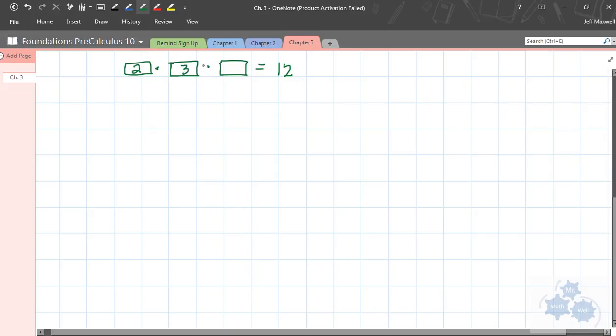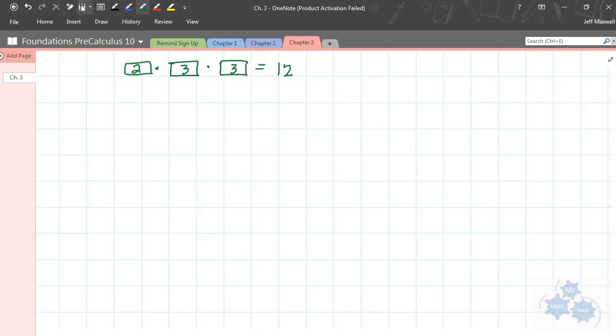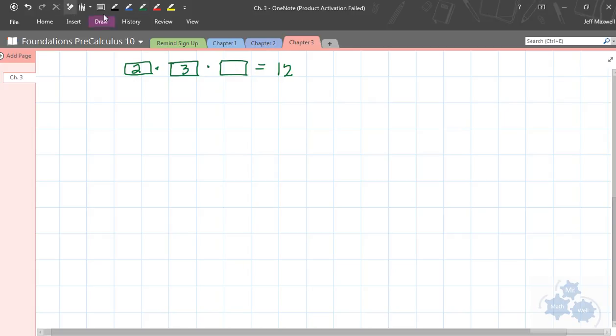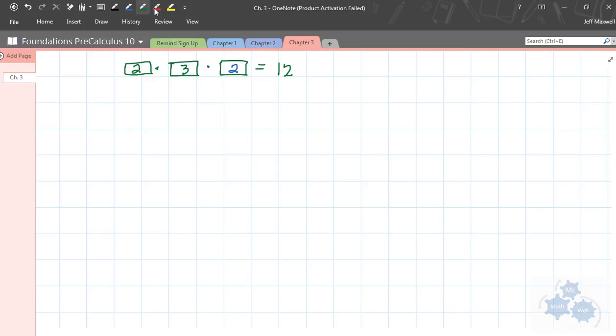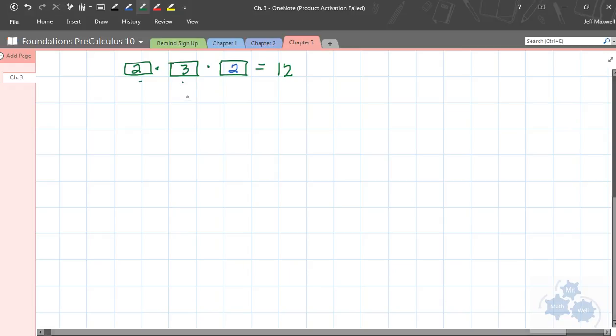2, 3, and 3. Close. You're close. I think you realize your mistake there as soon as you said it. Now 2 times 3 times 3 would be 2 times 3 is 6 times 3 is 18. So what you meant was maybe another 2 there? Is that what you meant? Okay. So let's see. 2 times 3 is 6 times 2 is 12. So yes, that works.